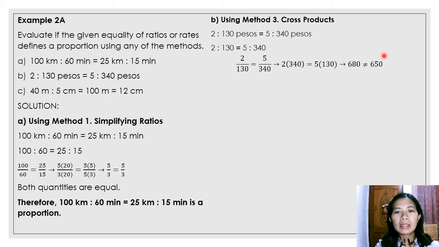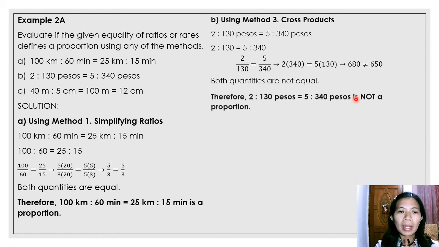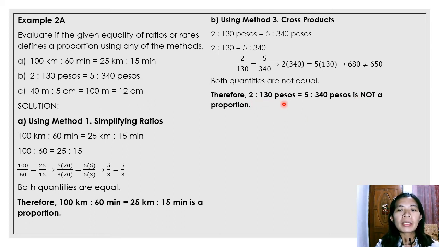Then we notice that 680 is not equal to 650. So we can say that both quantities are not equal. Therefore, 2 is to 130 pesos equal to 5 is to 340 pesos is not a proportion. So this is how we are going to check.